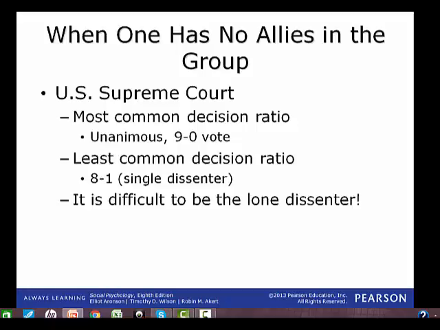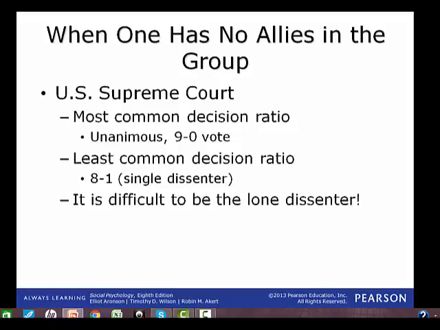Having 8 justices means that we could have a tie, and then we'd have to figure out how to resolve that. But typically, when you have 9 justices, which is as they expect it to be most of the time, the most common decision ratio is unanimous 9-0. So the idea here is that every single person agrees most often. Not always, but most often. So the most common decision is unanimous. The least common decision ratio is 8-1. It is very rare and difficult to be the one person who disagrees.